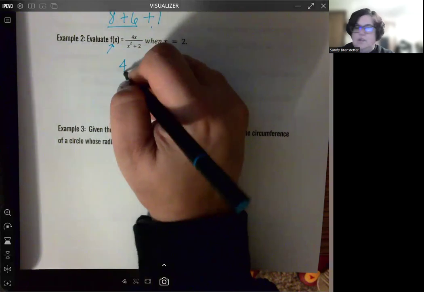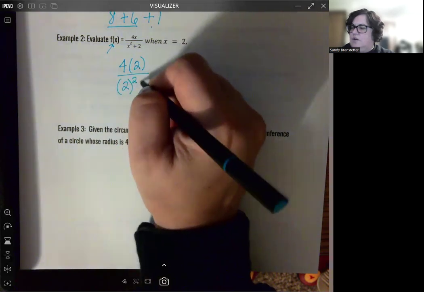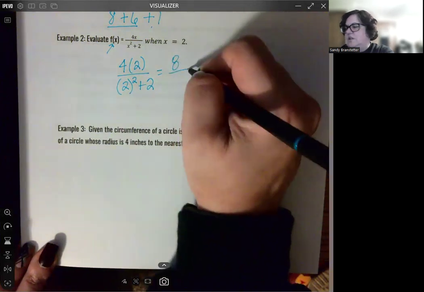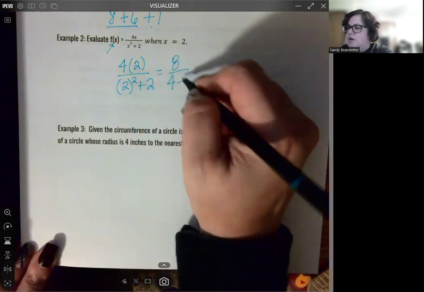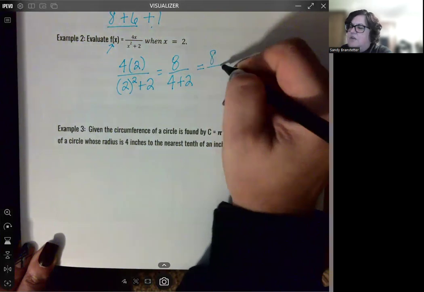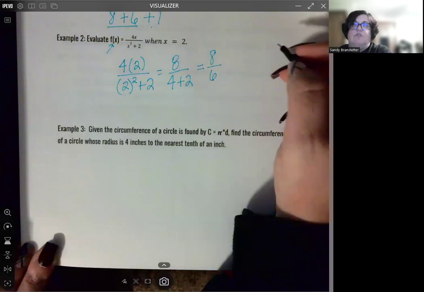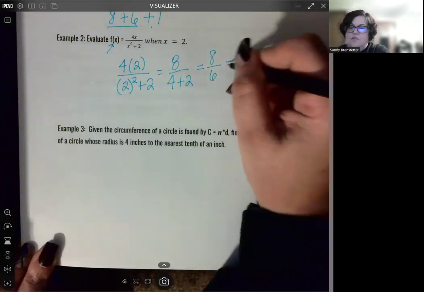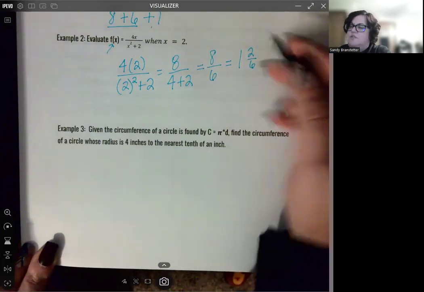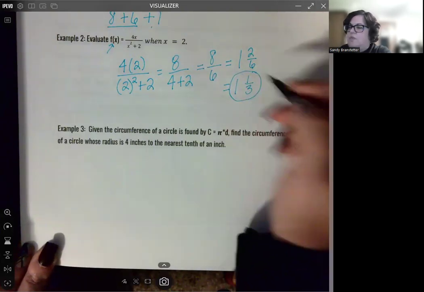So 4 times 2 over 2 squared plus 2. So 4 times 2 is 8. 2 squared is 4. And then we're going to go ahead and simplify again. 8 stays on top. 4 plus 2 gives you 6. And we never want to leave a fraction in improper form. So we'll go ahead and change this to 1 and 2/6. And then hopefully you notice that 2 and 6 can both be divided by 2. So we'll simplify a little further to 1 and 1/3.